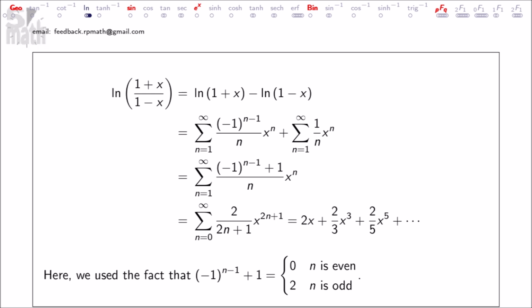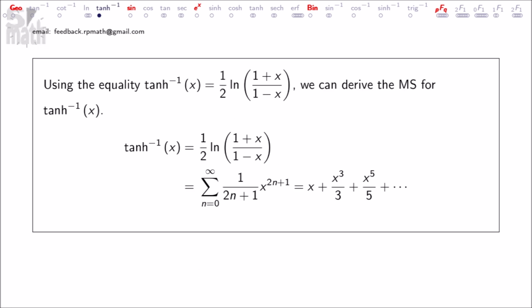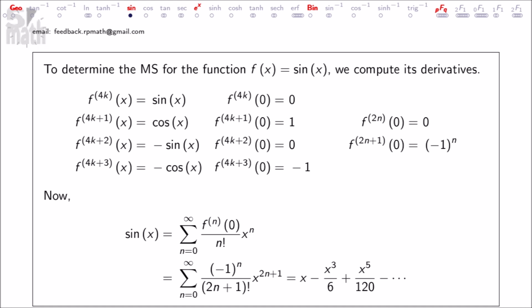Here, we use the fact that is stated. Using the equality here, we can derive the Maclaurin series for inverse hyperbolic tangent. To determine the Maclaurin series for the function sine x, we compute its derivatives.